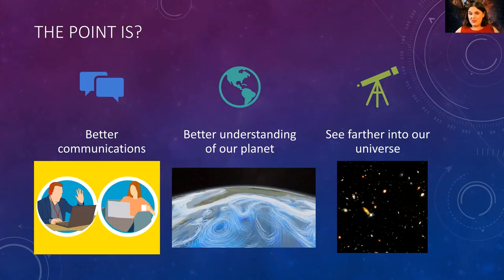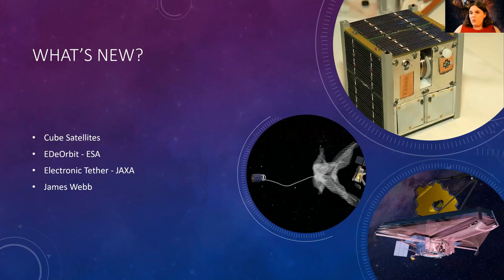So what's the point of having all these satellites? Well, it gives us better communications. A better understanding of our planet gives us these beautiful images that we can observe our planet as it evolves, as well as understand how our planet works in general. And it allows us to peer into the distance from our own backyard and not having to depend upon sending things to space out further away from the Earth, but rather just stay close to home and still explore our universe.